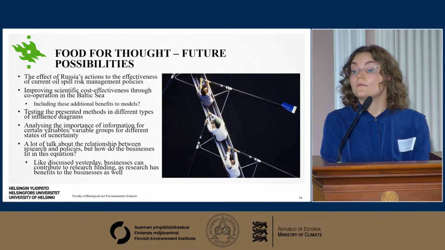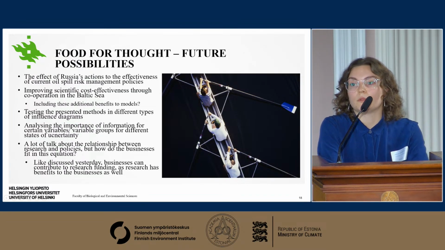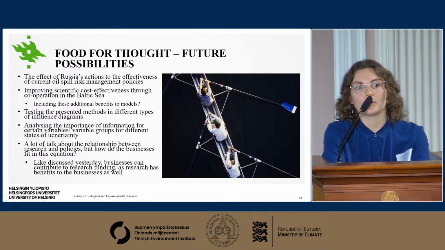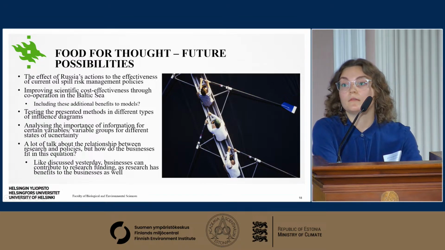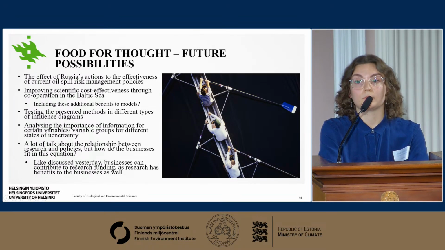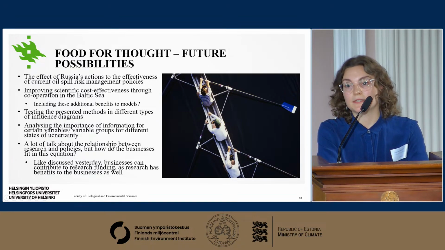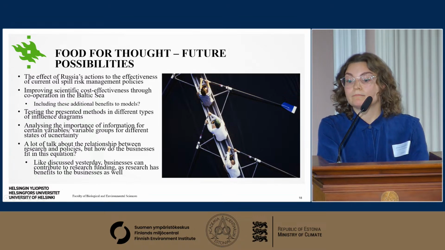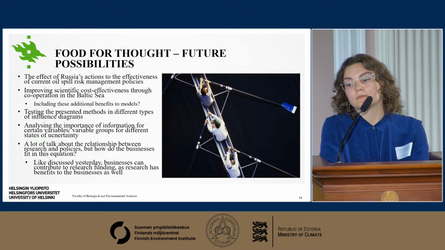And for future possibilities, of course, now with Russia's actions in Ukraine, we can see that we have more uncertainty in the Baltic Sea regarding new unknown vessels going around. And I would say we have more uncertainty, of course, in the effectiveness of our current oil spill risk management policies as well. We don't know anything about these tankers, and that, in my opinion, increases our risks of maritime oil accidents. So then, of course, that should be explored in the modeling as well.